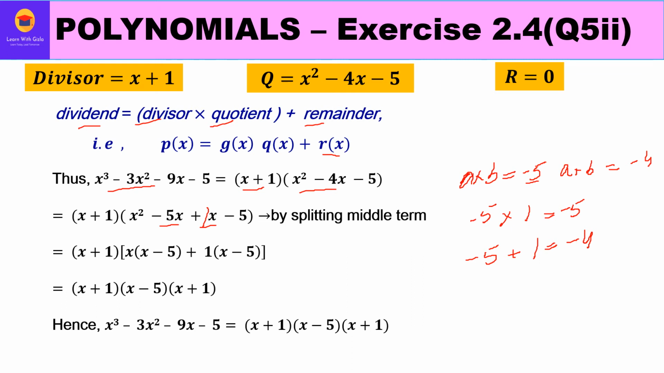Now we will take common. x is common, x minus 5 inside. 1 common over here, x minus 5 over here. x minus 5 is over here also, which we can take out common. And we are left with x from here and 1 from here. So accordingly we got x plus 1, and x plus 1 is continuing as it is, right? So our factors are x plus 1, x minus 5, x plus 1. These are the factors of the given polynomial, right?